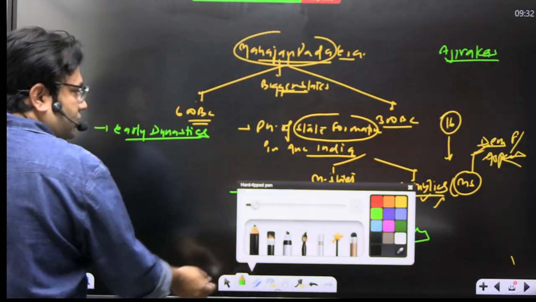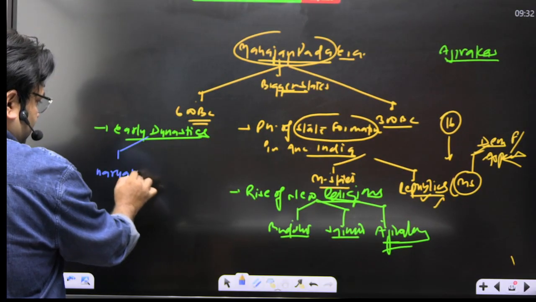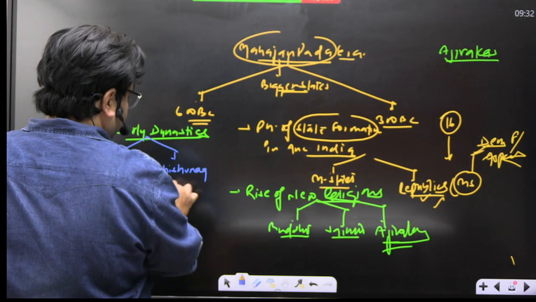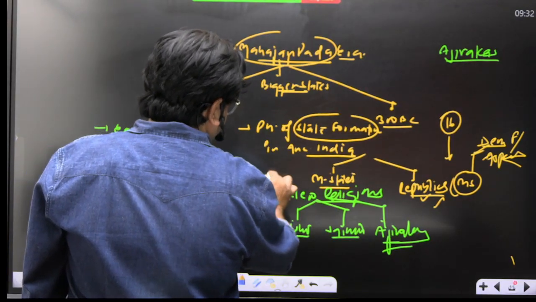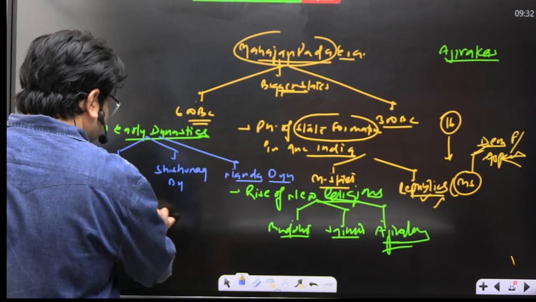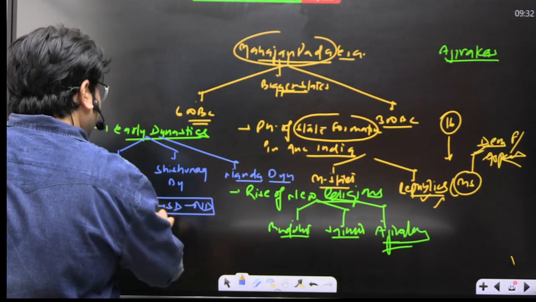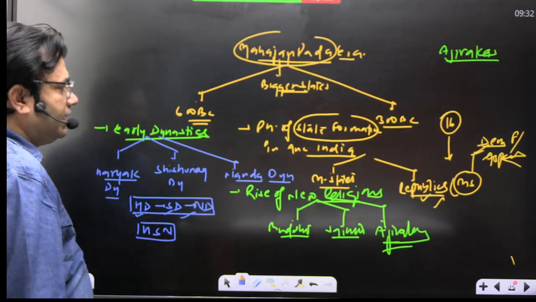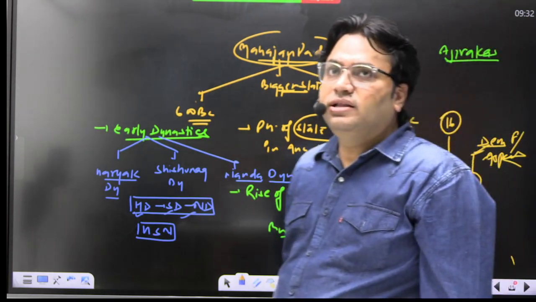Now here we also need to study the early dynasties: the Haryak dynasty, Shishunag dynasty, and Nanda dynasty. Whatever I am writing here is in chronological order. For example, Haryak dynasty, then Shishunag dynasty, then Nanda dynasty. You don't need to remember the years, only the chronology: Haryak, Shishunag and Nanda dynasty. We need to study that. Got it?